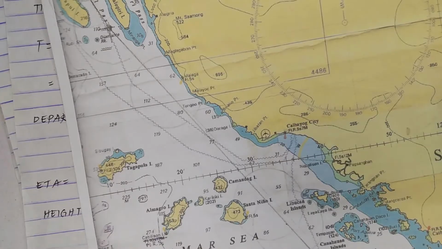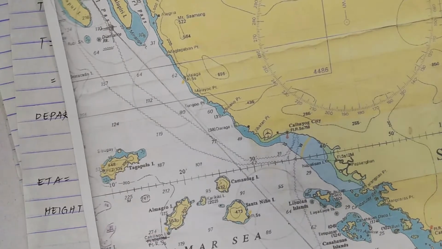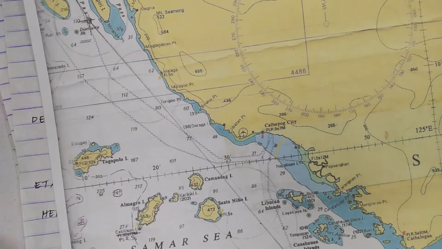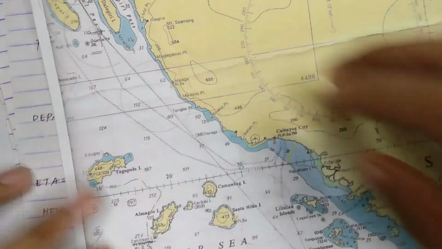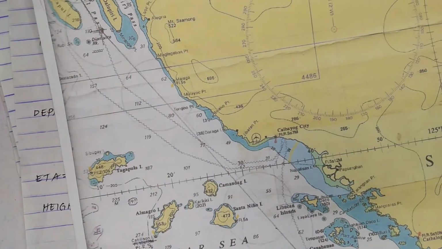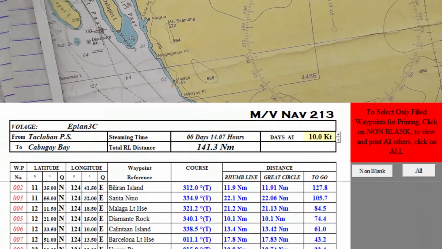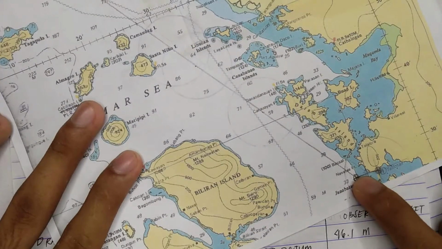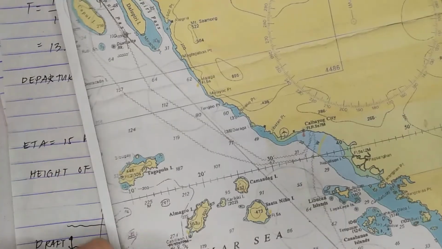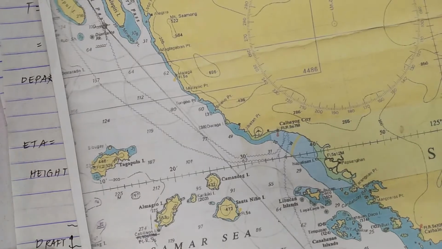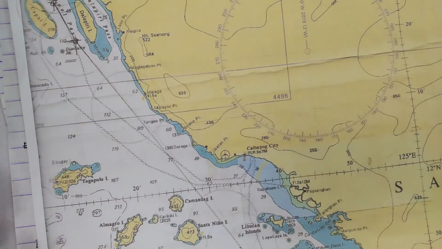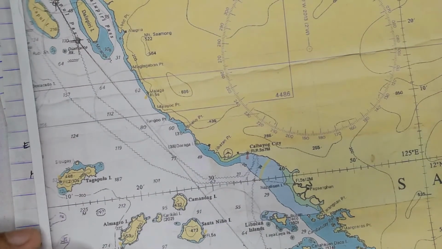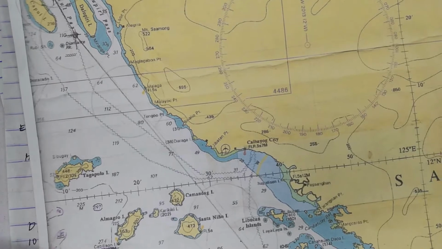The first thing we need to do is to identify the distance of this whole plotted chart. So we have here a table which includes the voyage of this EPlan 3C from Tacloban Point, this part, to the Cabugao Bay. So it has a total distance of about 141.3 nautical miles.